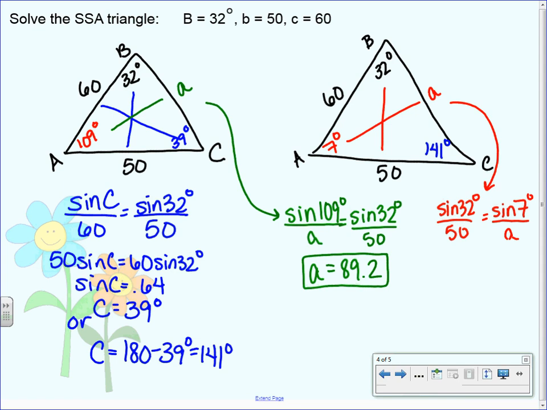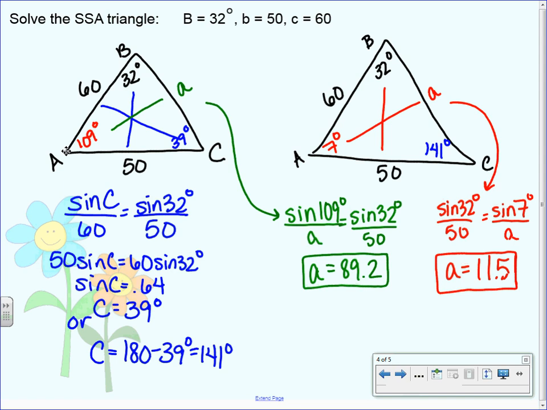Looking at the second one, 50 sine 7, if I'm cross multiplying, and then I'll have to divide by sine 32. I'm going to get a equals about 11.5, it looks like. And in this triangle, side a should be the shortest, which it is because it's opposite the smallest angle. So we have two triangles that are possible. Remember, these pictures are not drawn to scale in any way. The one on the right, especially, 7 degrees is a very tiny angle. 141 is a very large angle. So these are very different triangles from what you actually see in this picture. The pictures should only really be used to look at the reasonableness of your answers. Again, smallest angle, shortest side, largest angle, longest side, opposite one another.